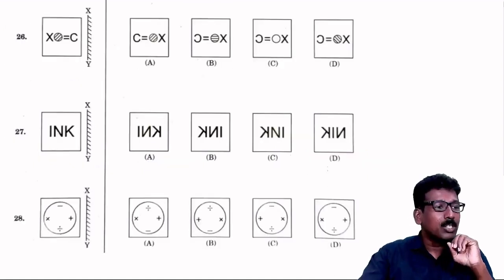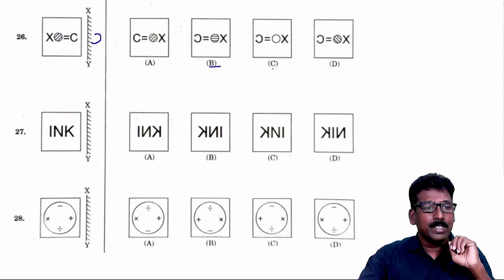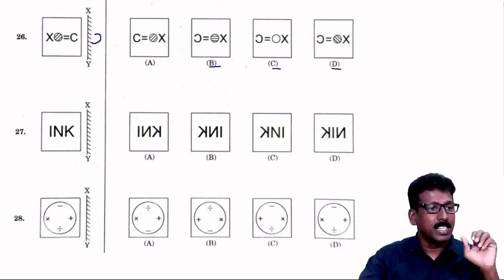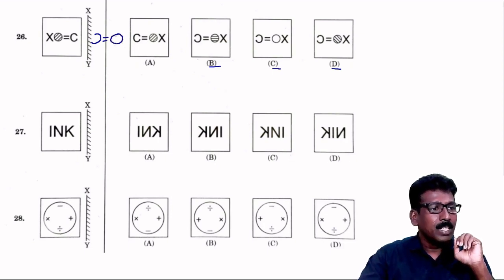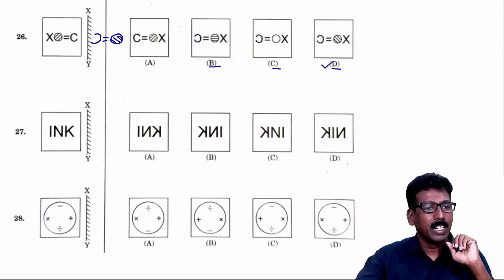Now look at question number 26. Here one C is there. So in the opposite direction it will be this way. The B, C and D. C is in that direction. Now the equal sign remains the same. Now the circle and this shade will be in the opposite direction. So it will be in this way. So D will be the correct answer.